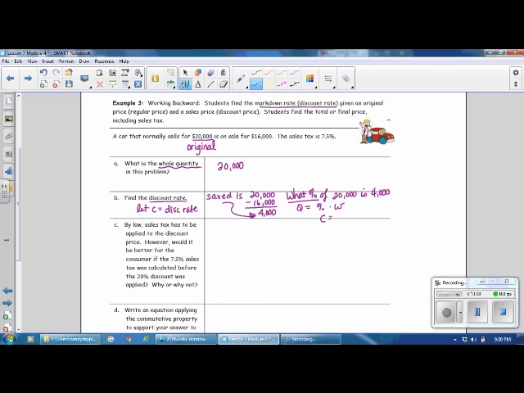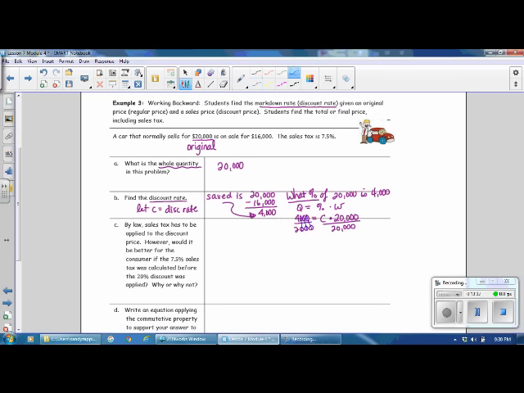And the whole is the original amount. So we have C times 20,000, because that's the amount before it was discounted. And the quantity is the percent saved, which is 4,000, the amount saved. So we divide by 20,000, divide by 20,000. And a good way to do this problem mentally is to cancel your zeros.